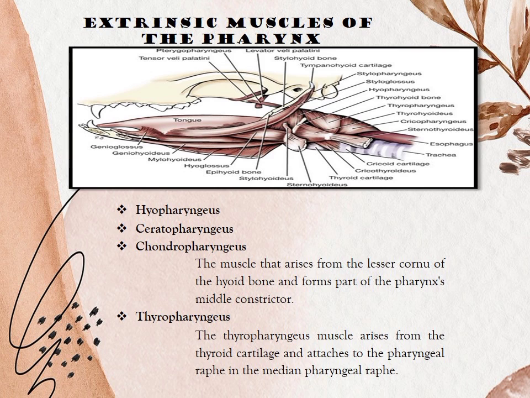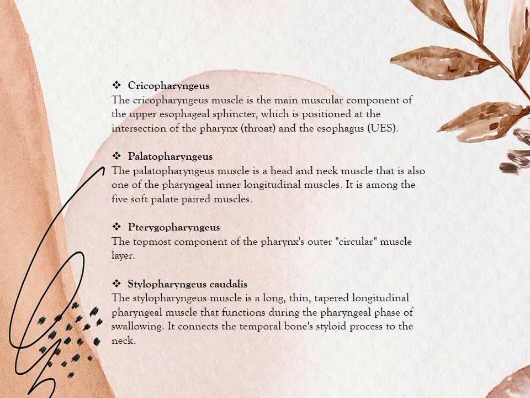Next one is ceratopharyngus. Chondropharyngus, the muscles that arise from the lesser cornu of the hyoid bone and form part of the pharynx middle constrictor. Next is thyropharyngus. The thyropharyngus muscles arise from thyroid cartilage and attach to the median pharyngeal raphe. Next is cricopharyngus. Cricopharyngus muscle is the main muscular component of the upper esophageal sphincter, which is positioned at the intersection of the pharynx and the esophagus.